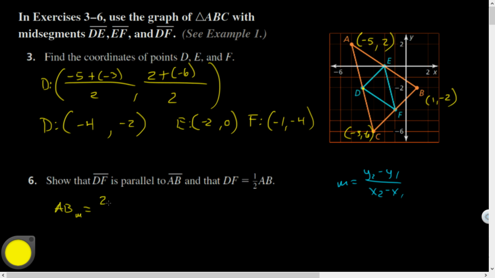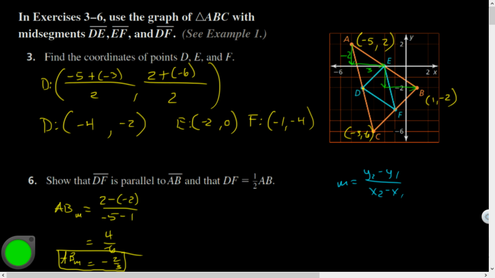That's right. So 2 minus -2 over -5 minus 1. So this slope is 4 over -6. So that's -2/3 is the slope of AB. I'm running out of room down there. Yeah, that works. I also could have read slope right off of the graph. Notice this is going down 2 and over 3 units. Down 2 and over 3.